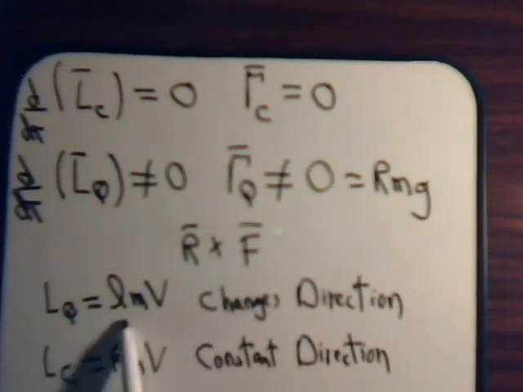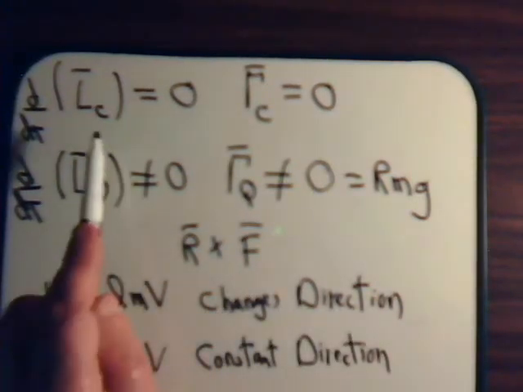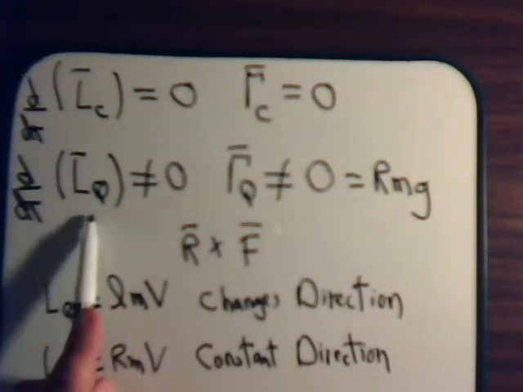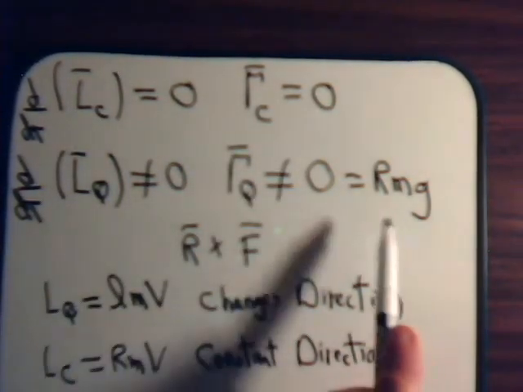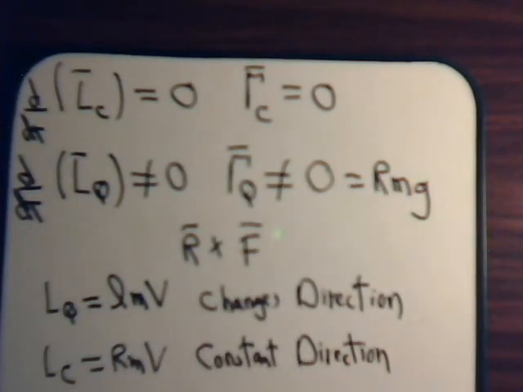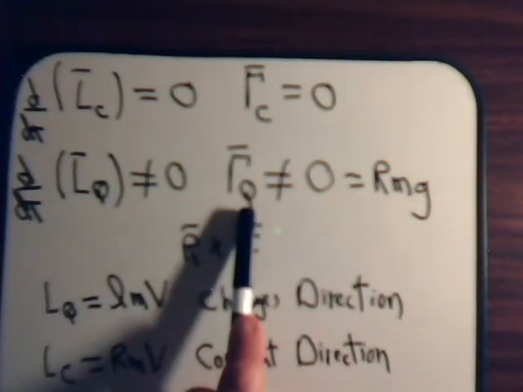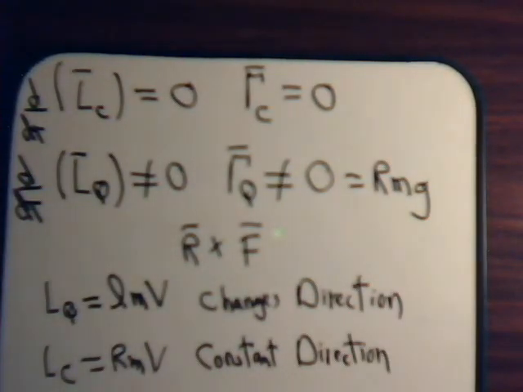Since this is a constant magnitude, but it does change direction, then that means its derivative is not 0 for here for LQ. That means its torque should not be 0, and indeed it is Rmg as we just calculated. But now we have to consider, for the next video, what is the direction of the torque, and how does that relate to the direction of the angular momentum taken about Q. So let's consider that in the next video, and we're going to get some surprising insights when we do that.